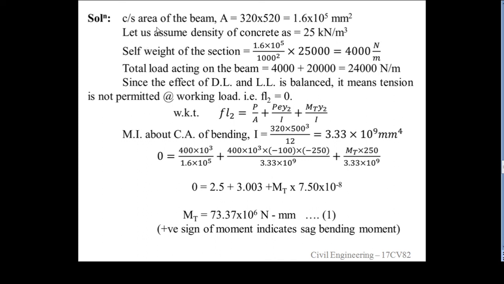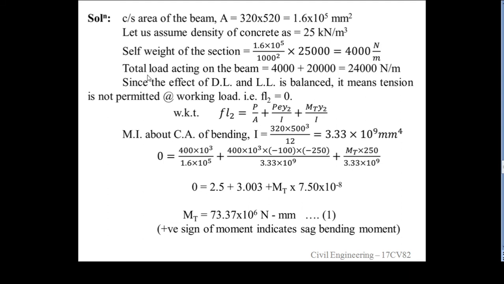Cross section area of the beam A is equal to, that is area of cross section 320 into 500 is equal to 1.6 into 10 raised to 5 mm square. This is the cross sectional area of a beam. Let us assume a density of concrete as 25 kilonewton per meter cube. The density of concrete is not specified in this problem, therefore we have taken 25 kilonewton per meter cube. Self-weight of the section is equal to A into rho, that is A is 1.6 into 10 raised to 5 divided by 1000 square into 25,000 gives 4,000 Newton per meter.